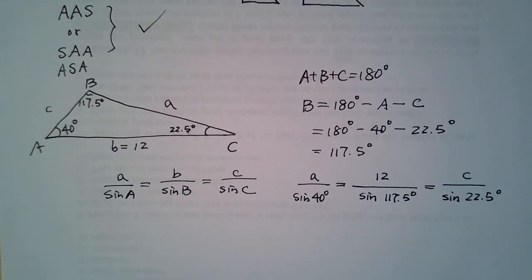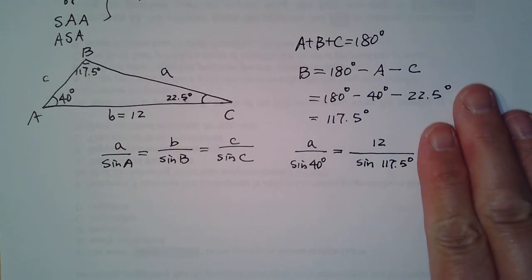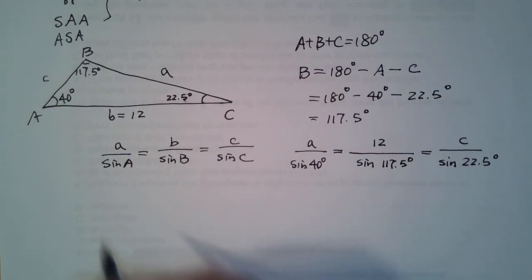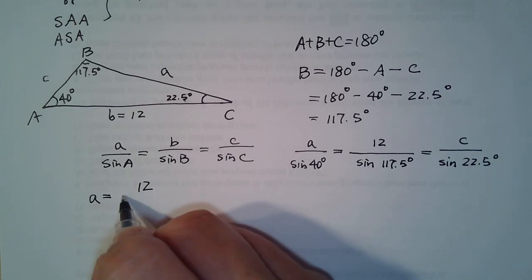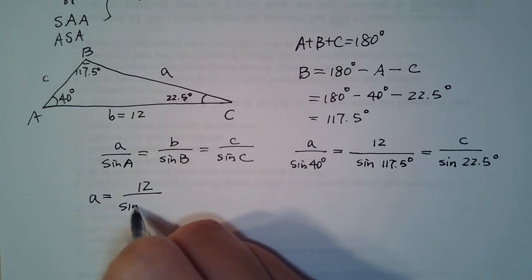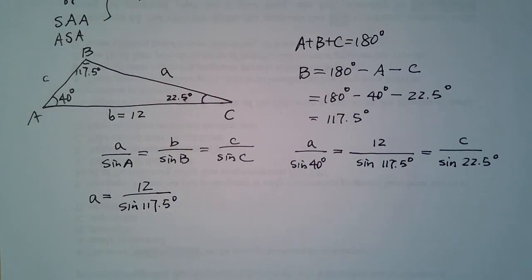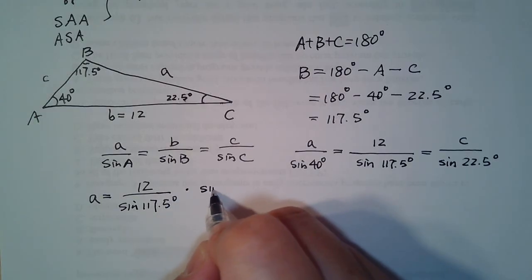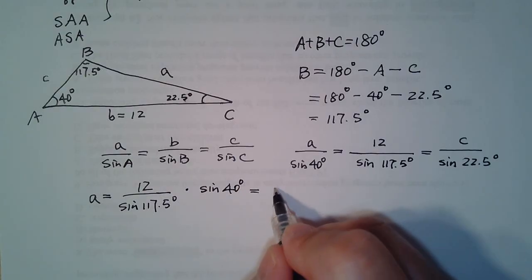Okay, so it's going to be very, very similar to what we did earlier. See, for the first two parts, they're equal. There's an equation. You solve for A, multiply by sine 40 degree on both sides. So my A equals 12 over sine 117.5 multiplied by sine 40 degree, and it's roughly 8.7.